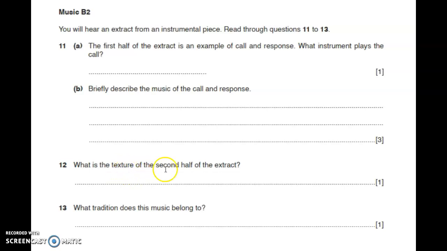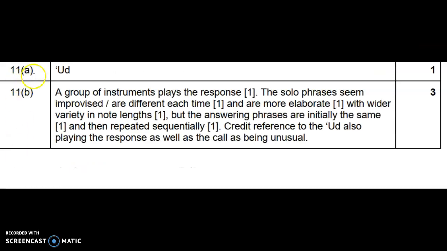There the texture is heterophonic. Everybody plays the melody high and low in their own style. You can hear that this music comes from the Arab world, Northern Africa. And that was the oud playing. So let's look at the mark sheet now. The instrument that you heard was the oud, that was the solo instrument.